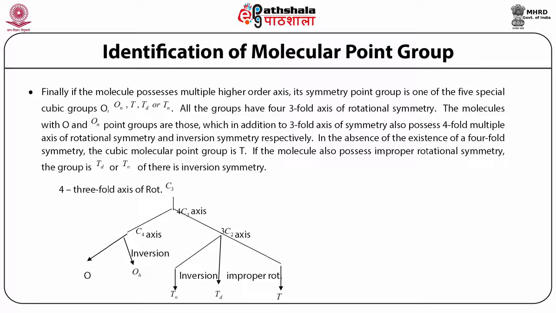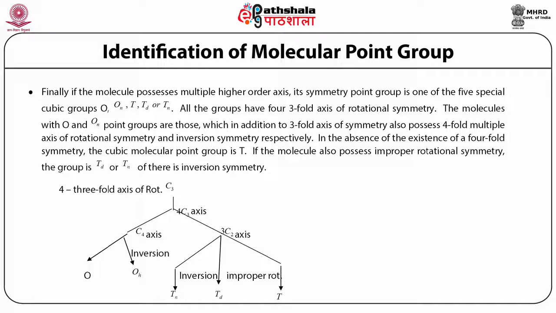Finally, if the molecule possesses multiple higher order axes, so far we have considered only those molecules which have one main axis, one higher order n-fold axis. If the molecule possesses more than one higher order axis, its symmetry point group is one of the 5 special cubic groups. It could be O, Oh, T, Td, or Th. All these groups have 4 threefold axes of rotational symmetry.